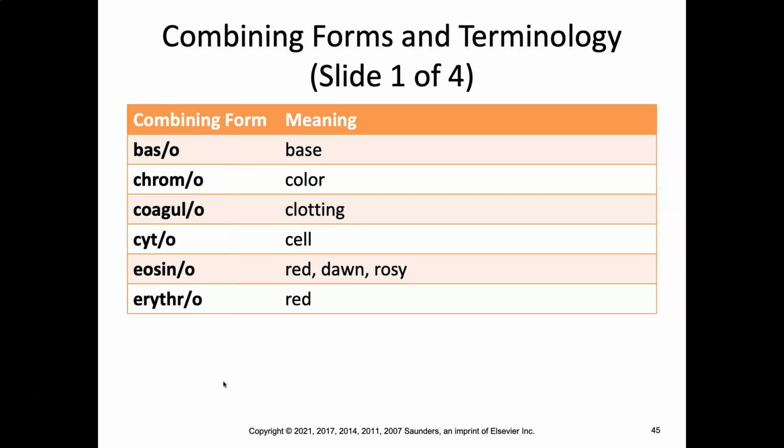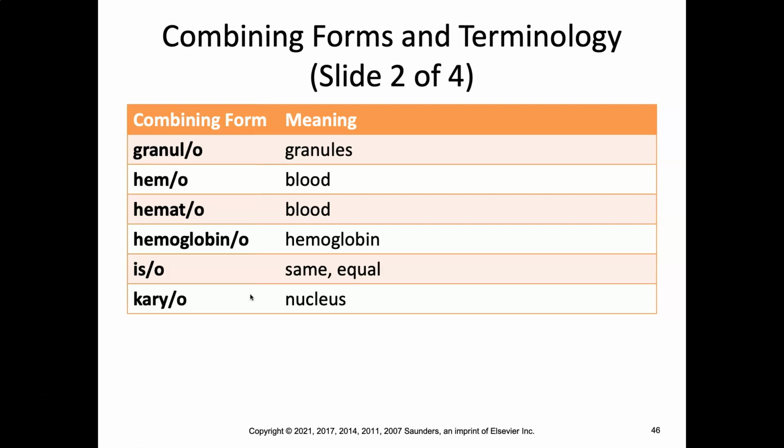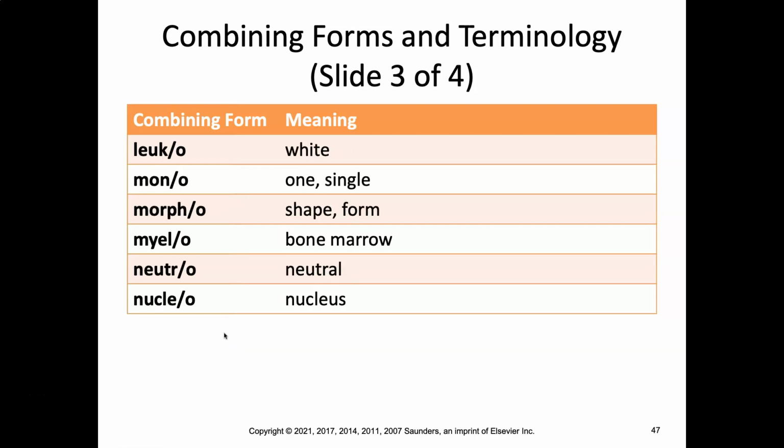And now we get to combining forms. Remember, it's our root plus our combining vowel to equal our combining form. We have baso, chromo. Notice the difference between chrono and chromo. Chrono is time, chromo is color. Coagulo, cyto, eosino, erythro. And look, we've got two that mean red, so watch out for that. Granulo, hemo, hemato. Oh, you've got two for blood there. Hemoglobino, iso, karyo, leuco, mono, morpho, myelo, neutro, nucleo.